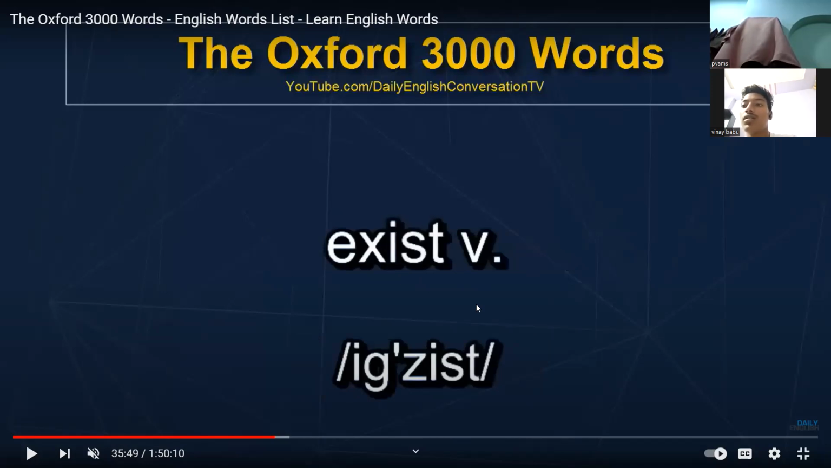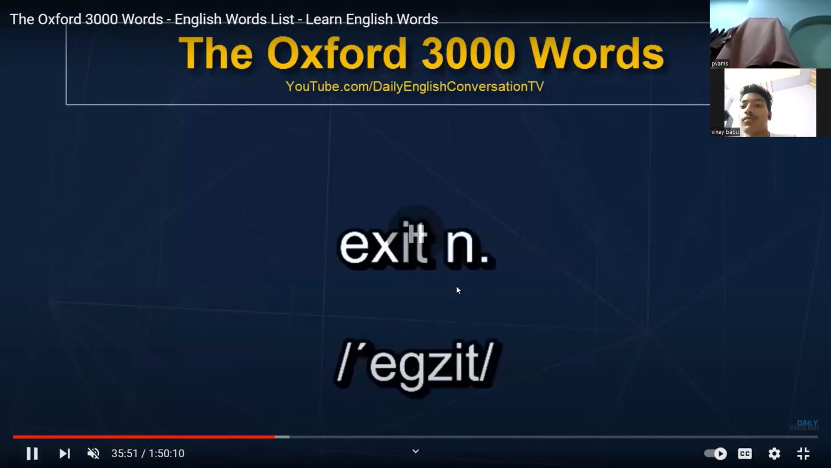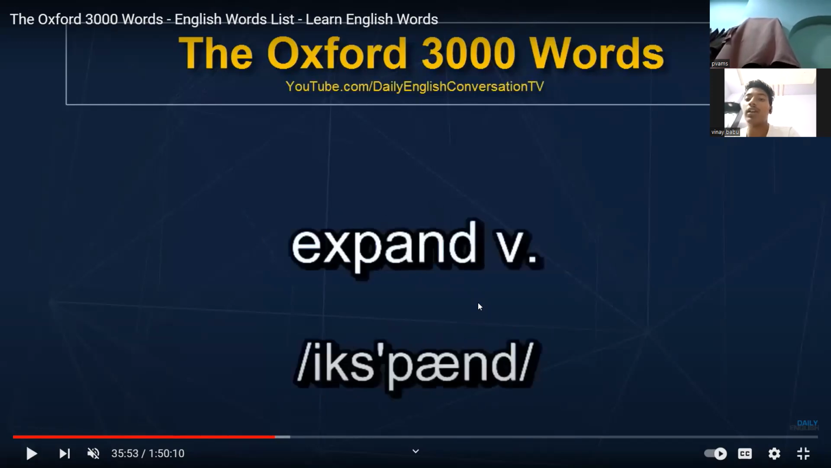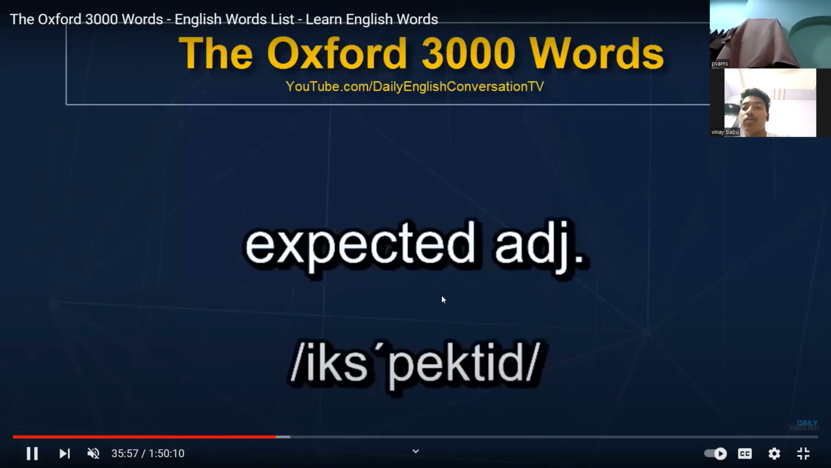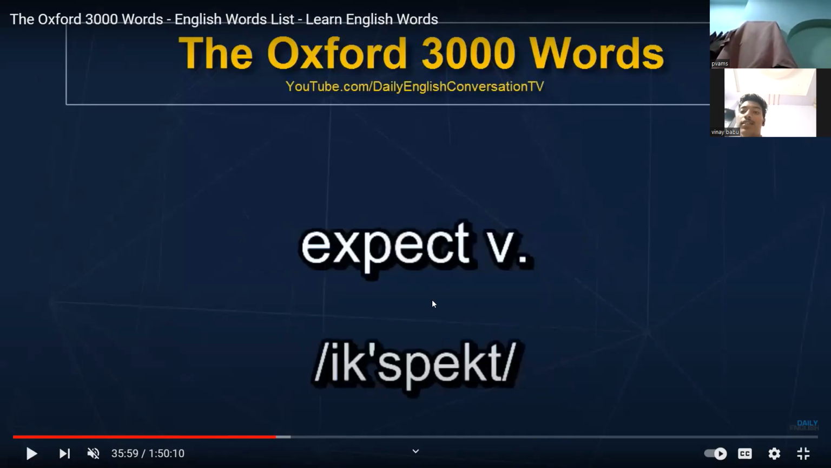Exist, verb. And exit has a different meaning. Exit is a noun. Expand, verb. Expectation, noun. Expected, adjective. Accept, verb.